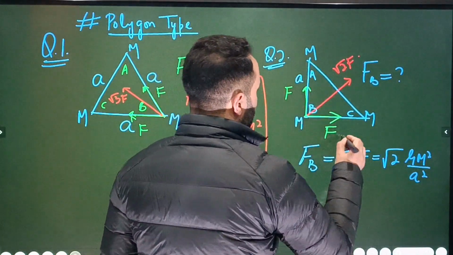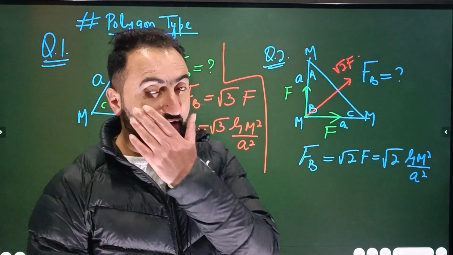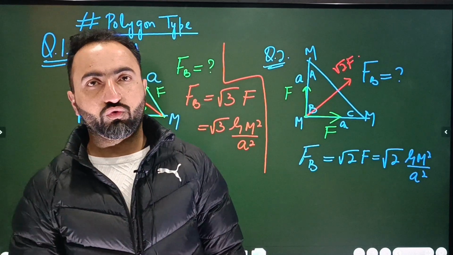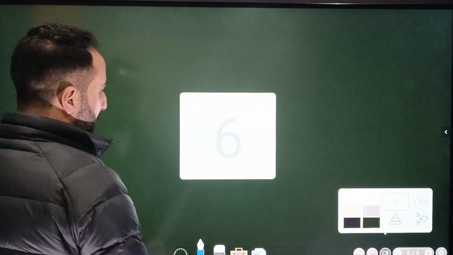मान लेते हैं बेटा, this is A, this is A. हो गया बेटा. ठीक है ना बेटा. √2 because the angle is 90 degree. So when the angle is 90 degree, the force will be equal to simply √2 multiplied by GM square divided by A square. Okay. All right. नेक्स्ट और एग्जाम्पल कर लेते हैं बेटा इस पर.